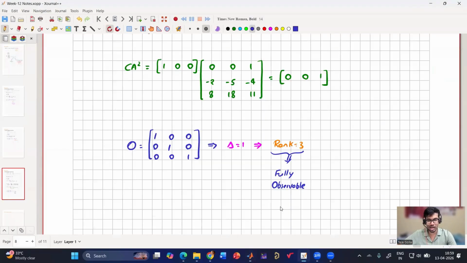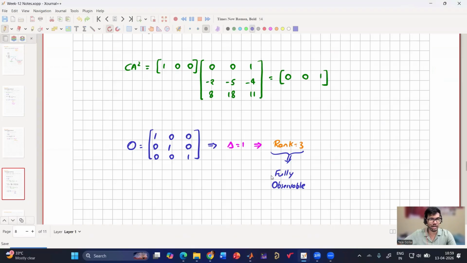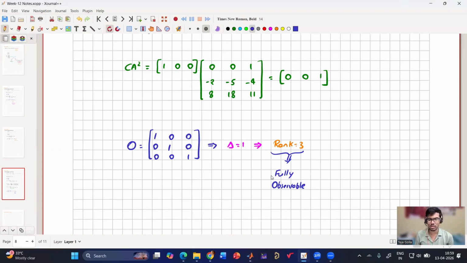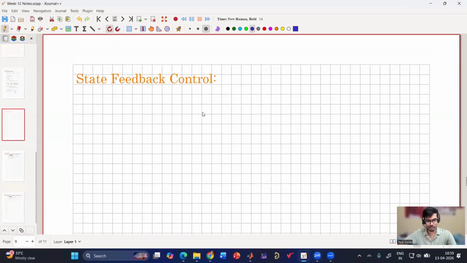So in this way, we can check the observability as well as the controllability of a given system, and then we can design the controller accordingly. Is this clear until this point? Any doubts so far? Now we can move to the design part. I guess no doubts. Then let us move to the state feedback control. We'll see how we are correlating both observability as well as controllability, and we'll also discuss pole placement.